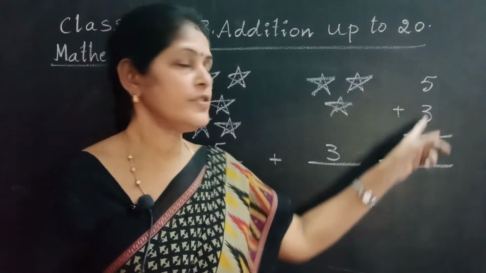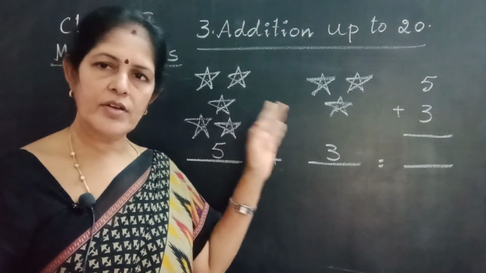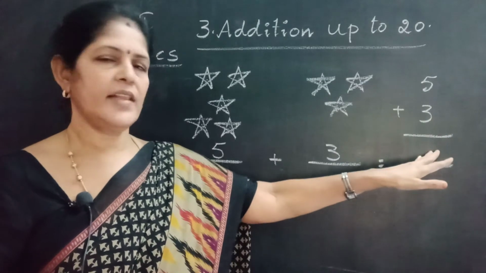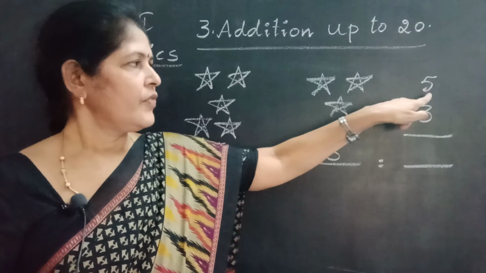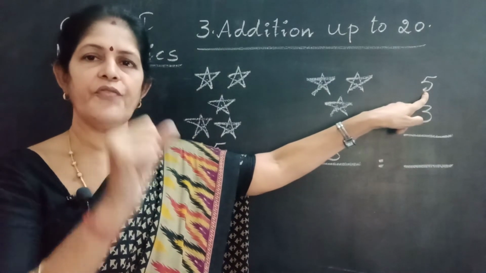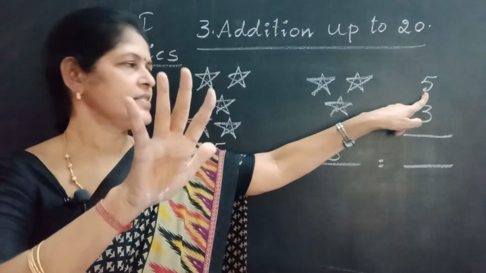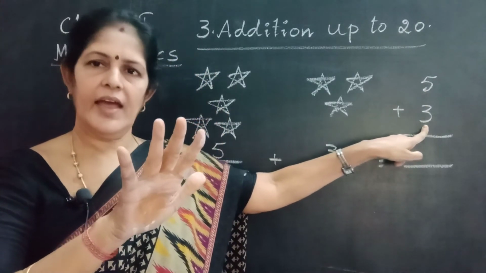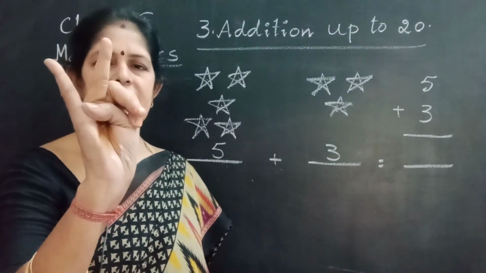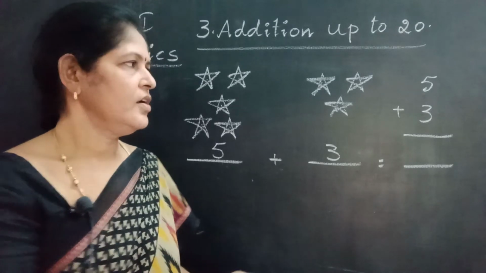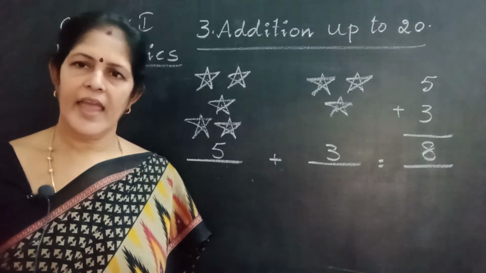Now using fingers also, we are given things, pictures. We count all the pictures and write the answer. How to do addition using fingers? First number is 5. Take 5 fingers. 1, 2, 3, 4, 5. 5 fingers. 3 after. 4, 5, 6, 7, 8. 5 plus 3 is 8.